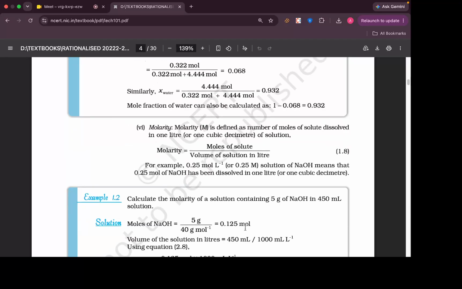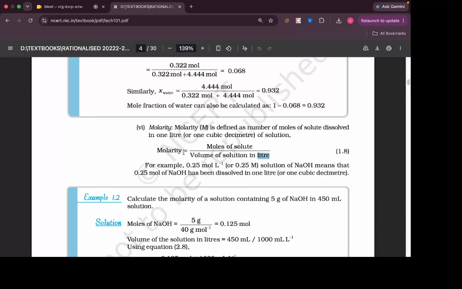Now next is molarity. Molarity is denoted by capital M. Molality is denoted by small m. So capital M and small m are two different things. Capital M is defined as the number of moles of solute over the volume of solution in liter. Very important, in liter. Don't use ml. If you have ml in your question, convert it into liter. You don't have any other option.